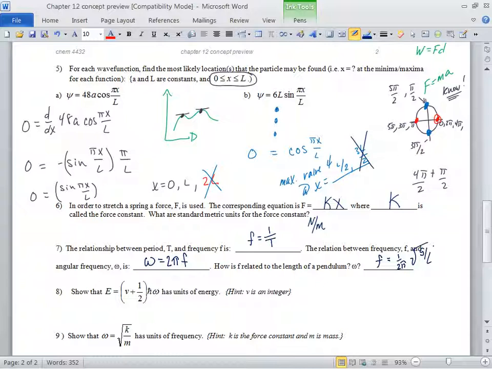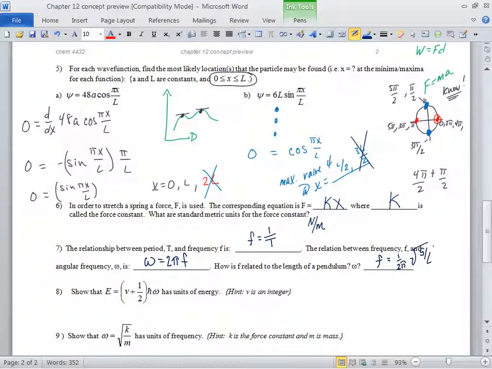But f is 1 over 2 pi square root of g over L. g is what? Gravity. So it depends. The frequency of this pendulum is going to depend on the planet you're on, and it also depends on L, which is the length of the pendulum. So you have this little guy swinging there.